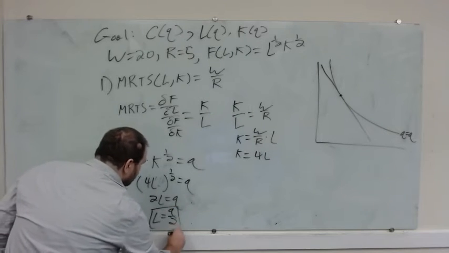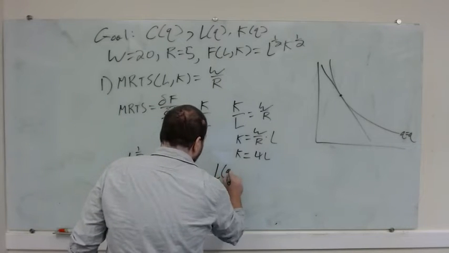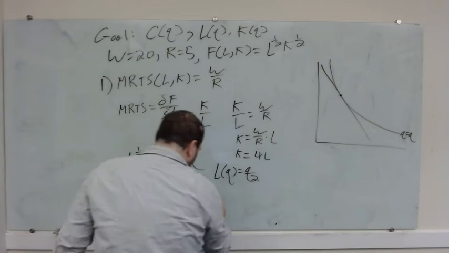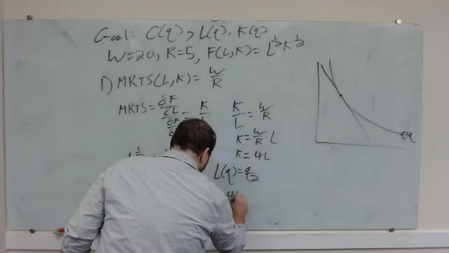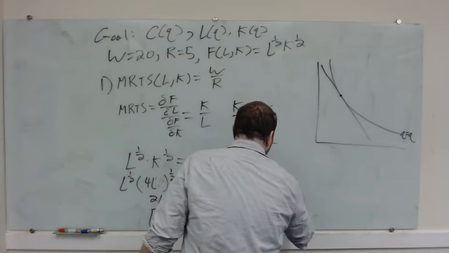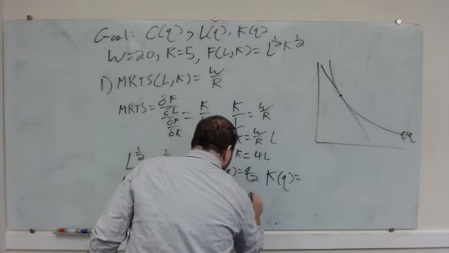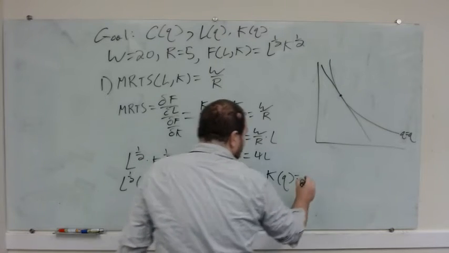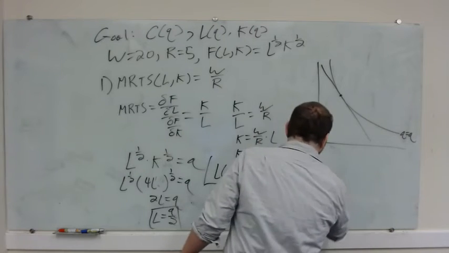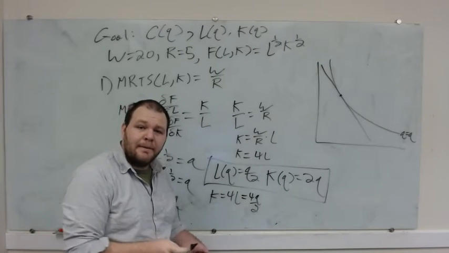So there we go. The first thing we've already solved is we've got L as a function of Q equals Q over 2. Then we can say K equals 4L. So that's going to give us K as a function of Q is going to equal 4 times Q over 2. So it's going to be 2Q. L of Q equals Q over 2. K of Q equals 2Q. So far, so good.